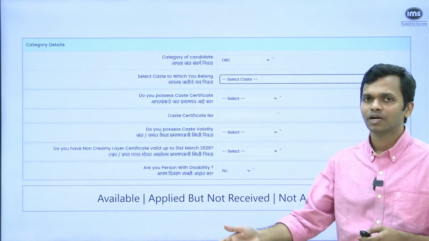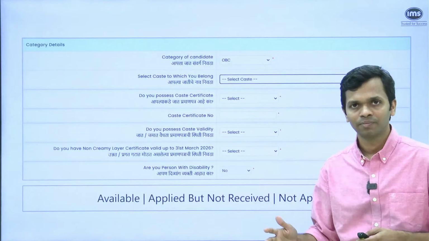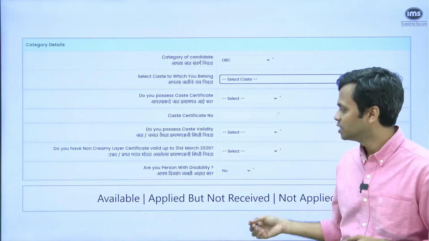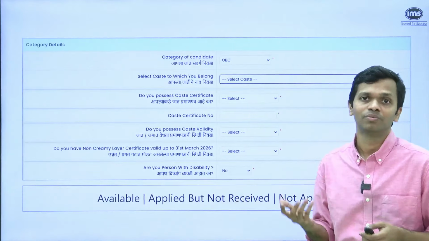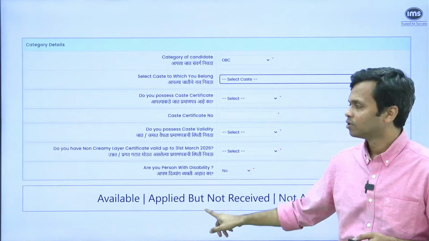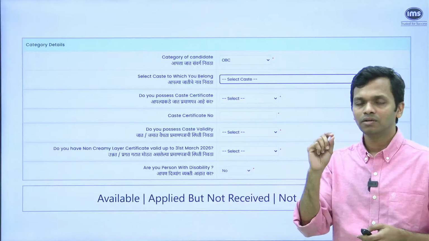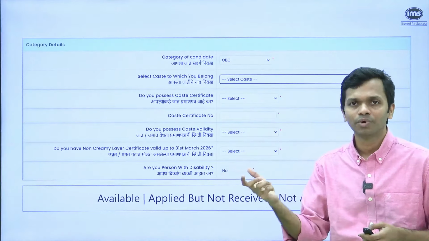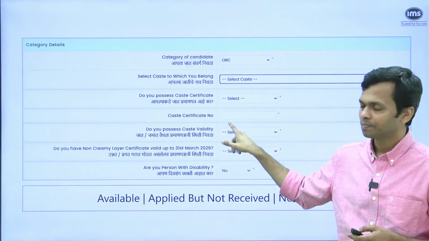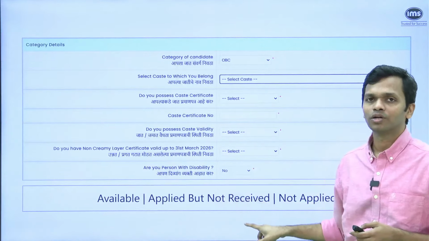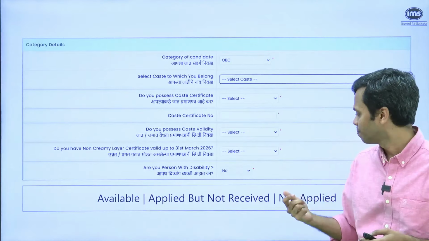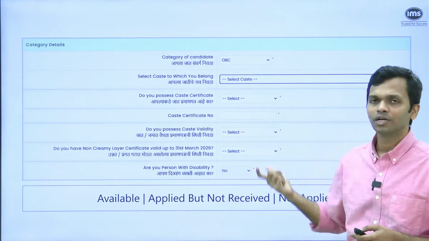Because the deadline to submit this is 25th Jan. At the time of recording this video, we still have roughly a month, which means that even if you apply, you will be able to get that certificate. If you select applied but not received, you will have to enter the receipt number. If it is available, you enter the caste certificate number. If it is applied but not received, you enter the application receipt number or application number. If you have not applied, then you select not applied.